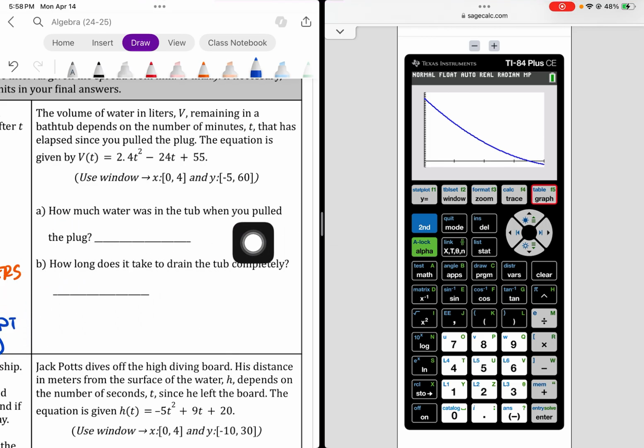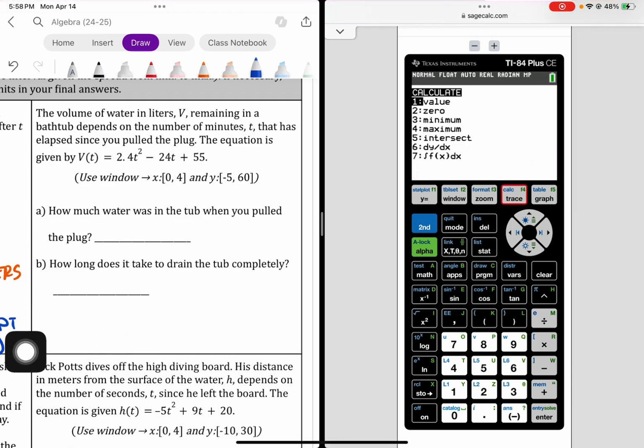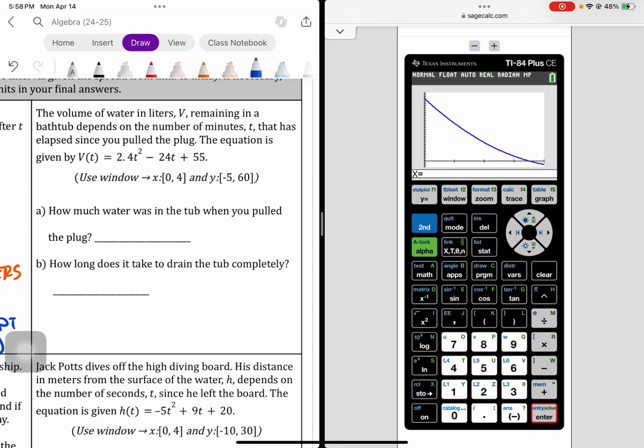So how much water was in the tub when we pulled the plug? So if we haven't pulled the plug yet, there's already still water in it. So this is our y-intercept. So we're going to go ahead and click second calc. We want our value when x is 0. So clicking enter, and here we can see that our y value is y equals 55. So we have 55, and we're talking liters of water in our tub.